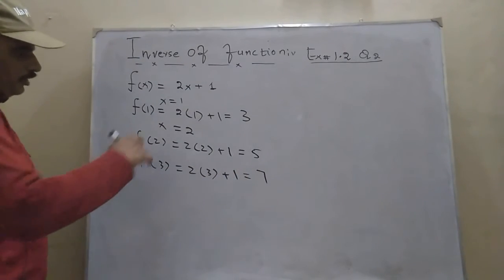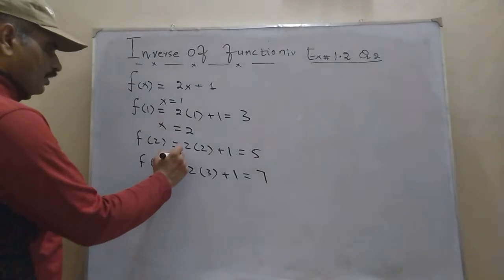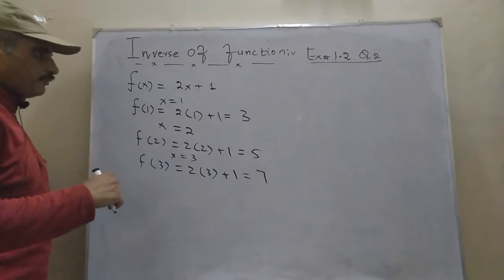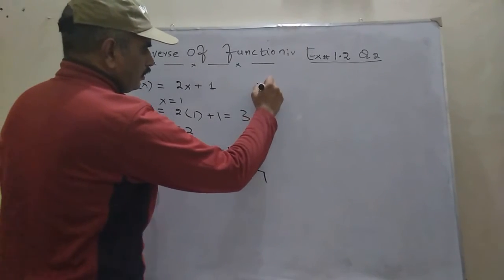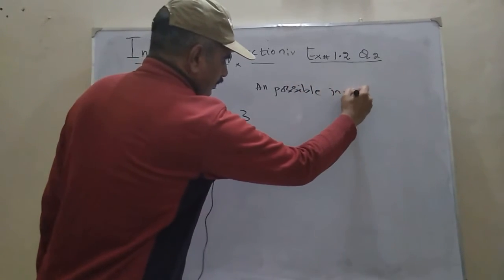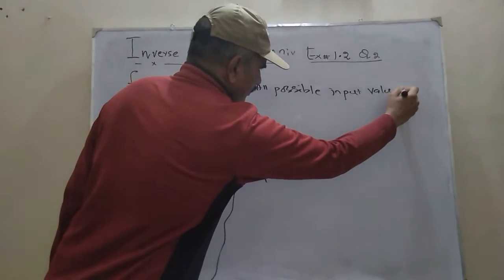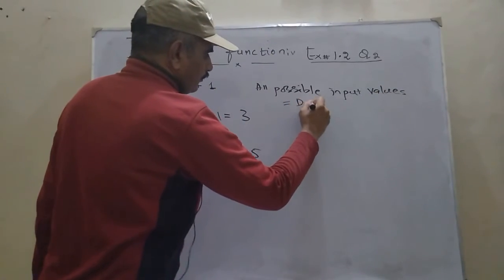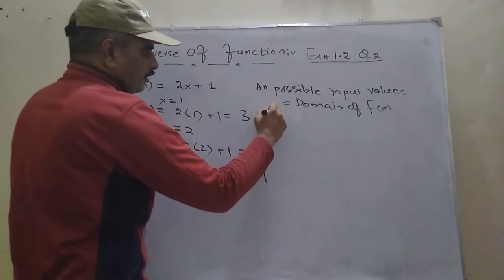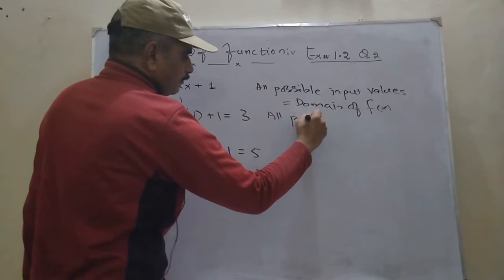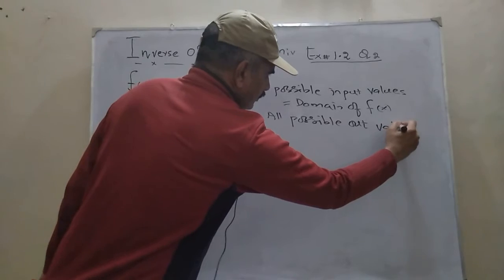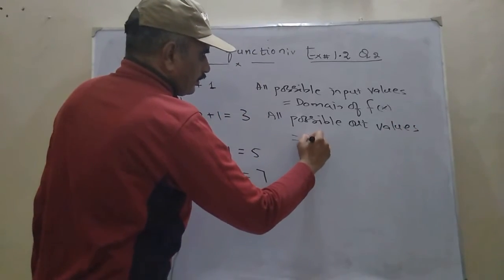As we know, all possible values of x are called the domain of the function. All possible input values are equal to the domain of the function, and all possible output values are the range of the function.